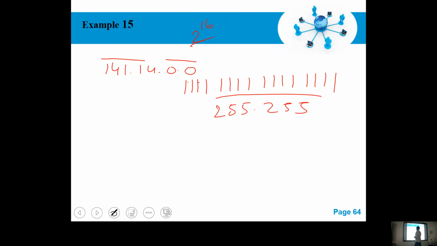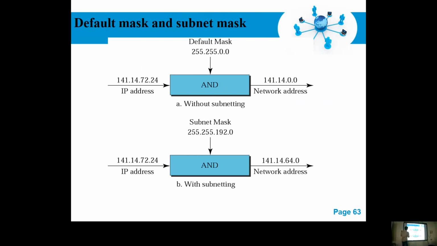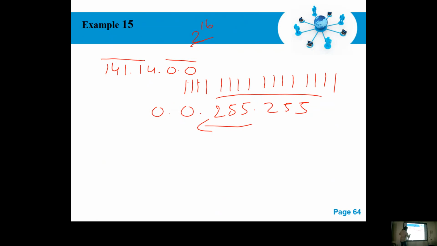So if I represent this in dotted decimal, what will be this value? 255.255. From this side, I need to add that value here. So obviously it will be 0.0.255.255. If I add this, I'll be getting 141.14.255.255. This is the last address for the original network. So like that I can calculate.